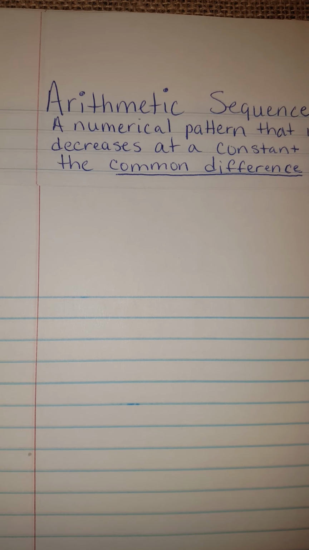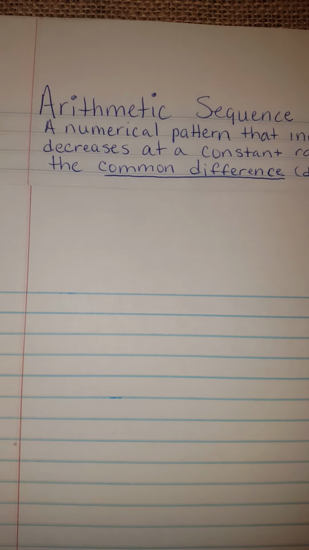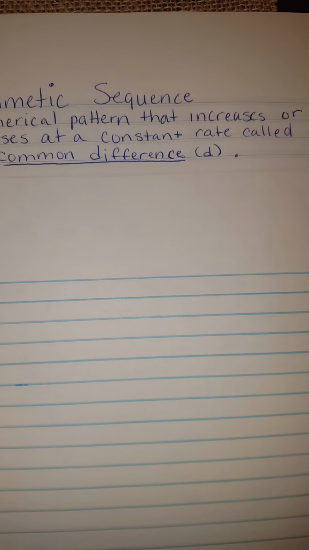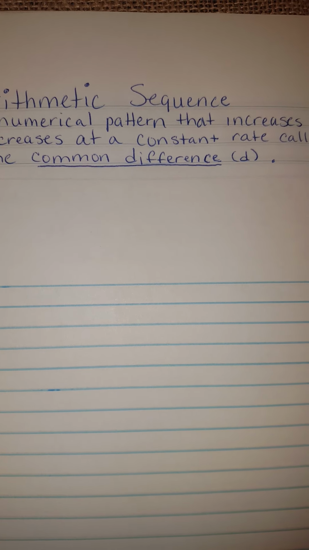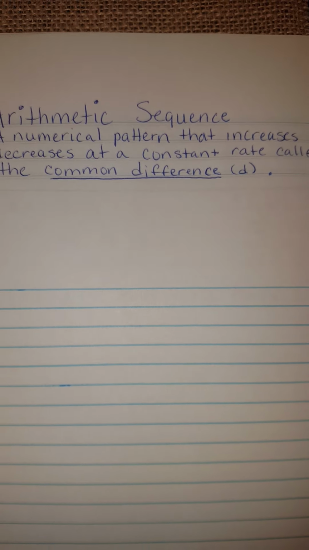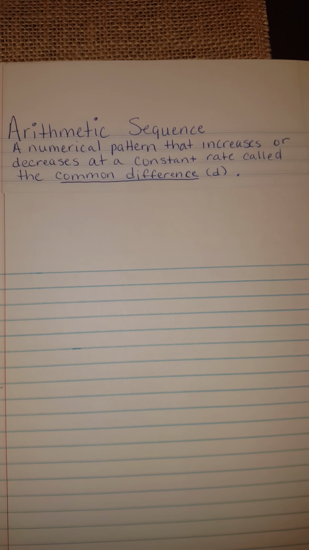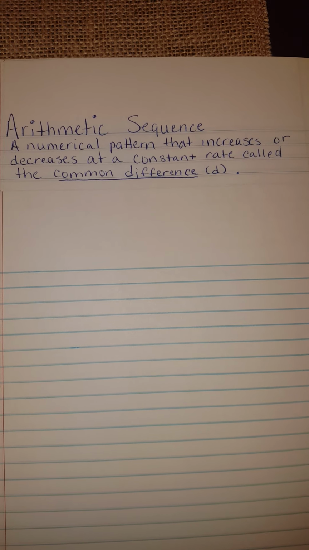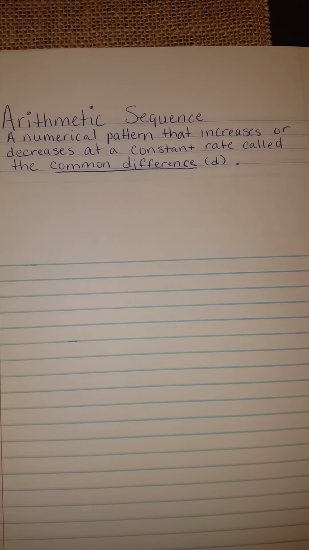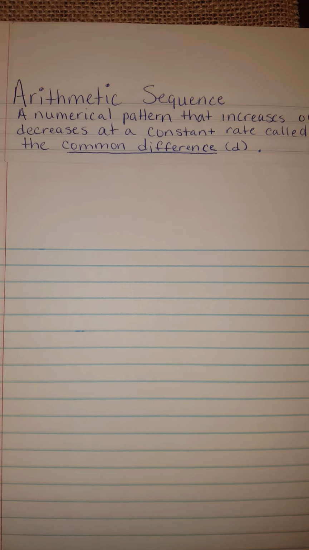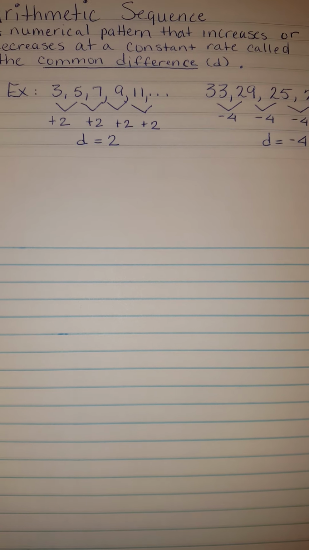An arithmetic sequence is a numerical pattern that increases or decreases at a constant rate. And that constant rate is called the common difference, and that is denoted by the letter D. When we deal with arithmetic sequences, and you've seen these before, it's just a pattern of numbers. With that pattern, they must have a constant rate, and that constant rate is called the common difference. So look below at just a few examples of what an arithmetic sequence looks like.